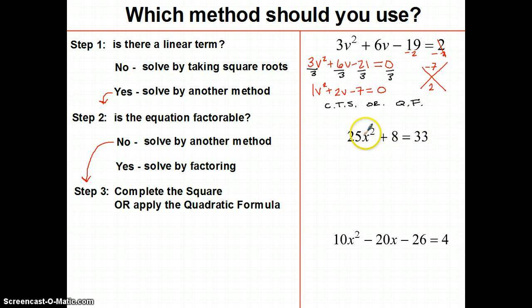In the middle, question 1, is there a linear term? So I'm looking for just an x term. Since there is no linear term, what I'm going to do is simply isolate that x squared and square root both sides. So all I'm going to do is take square roots to solve.